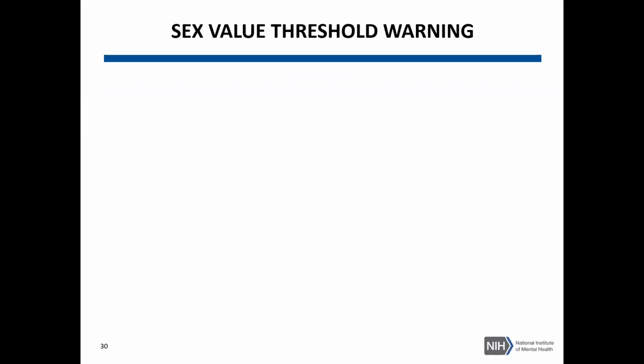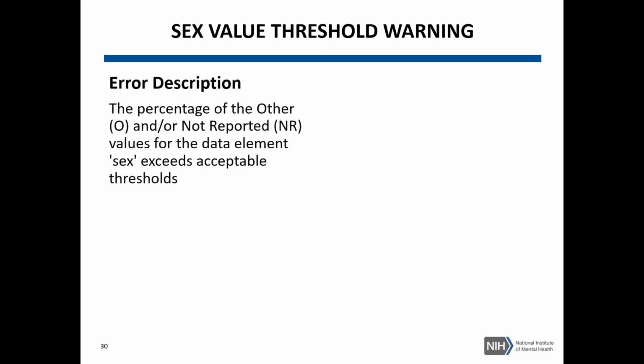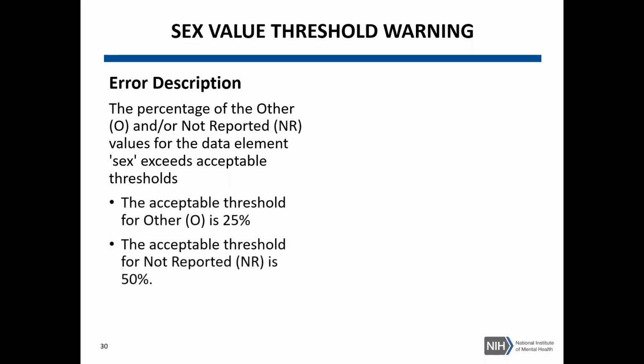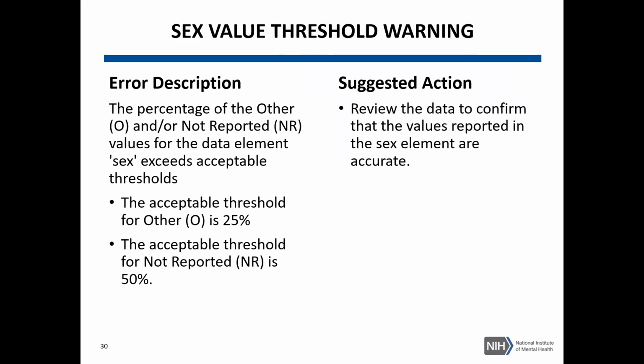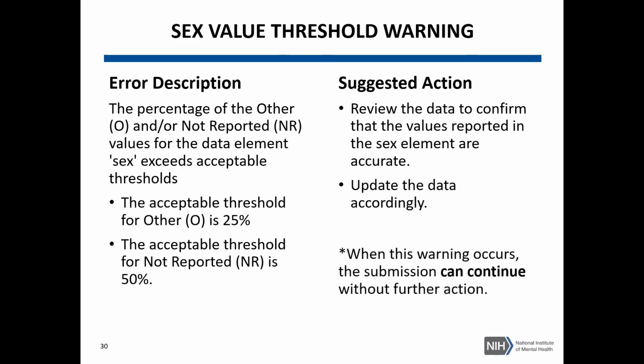You may also receive a sex value threshold warning. Note that this is a warning and not an error. This warning will occur if the percentage of other or not reported values exceed the acceptable thresholds. The acceptable threshold for other is 25%, and the acceptable threshold for not reported is 50%. In this case, you should review the data to confirm that the values reported in the sex element are accurate, and update the data accordingly. Note that when this error occurs, the submission can continue without further action if indeed the sexes were recorded appropriately, and there is in fact more than 25% others and 50% not reported that should be listed in your data.